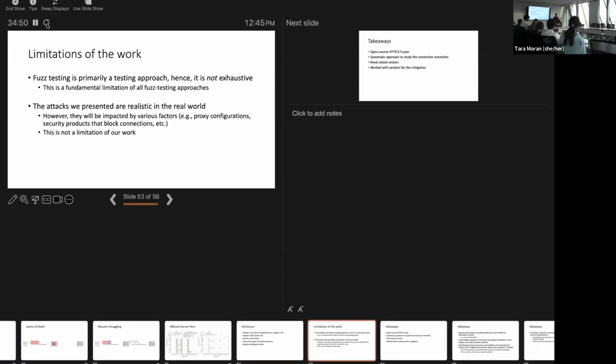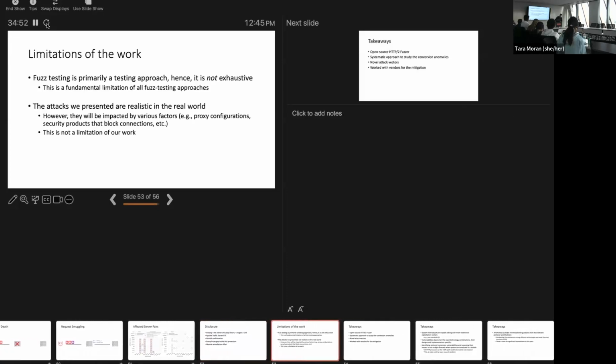So what are the limitations of this work? Fuzz testing is primarily a testing approach. So it's not exhaustive, right? It's not something where I can say, I ran it for a day and I found all the bugs. The longer you run it, the more you find, or maybe if the bugs are deeper, maybe you don't find them. So there's no guarantee. But that's the fundamental limitation of all fuzzing approaches. It's a general issue.